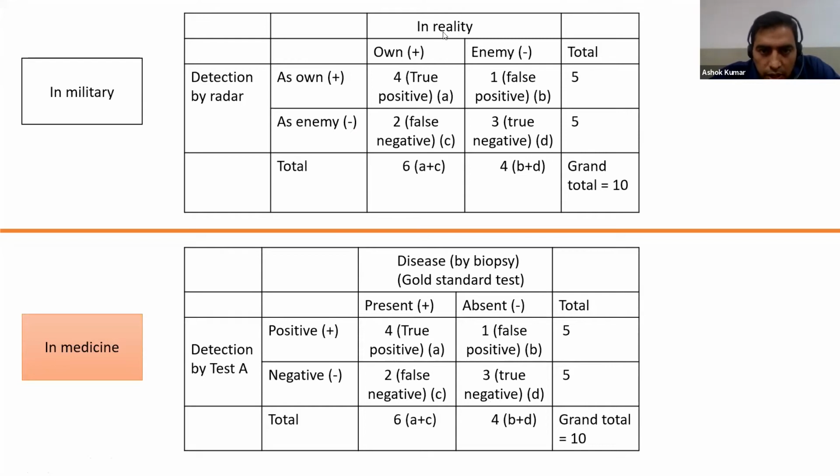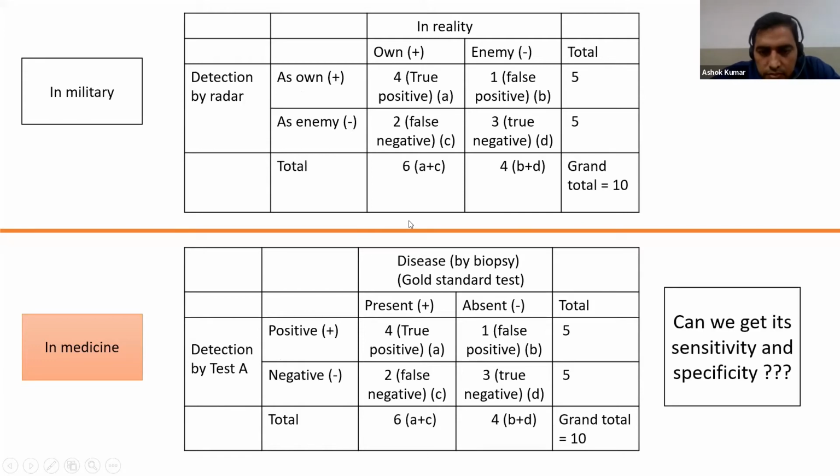You can see I just put these cells, the data are similar. This is reality, or disease by biopsy, that is the gold standard test. And here, detection by radar, in medicine it's detection by test A, whatever test A, test B, whatever. Here disease present is positive, that is positive by test, and disease absent is negative by test. So we arranged all these, we have already arranged. So can we get, sorry, there is a problem, okay.